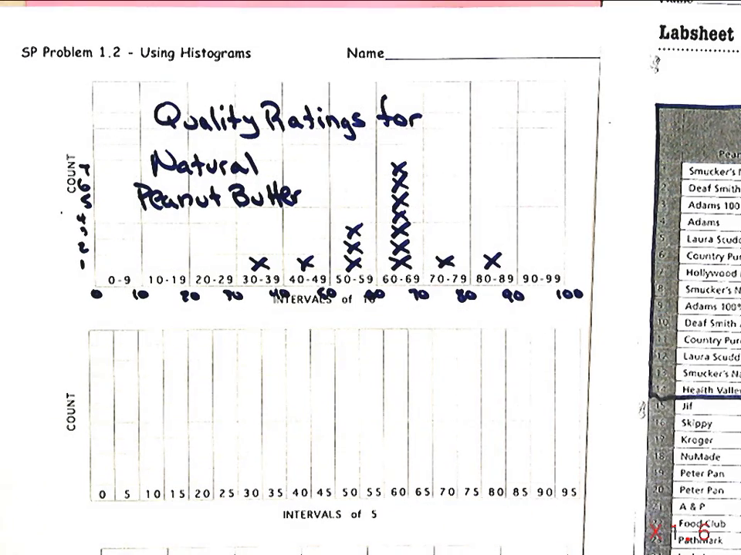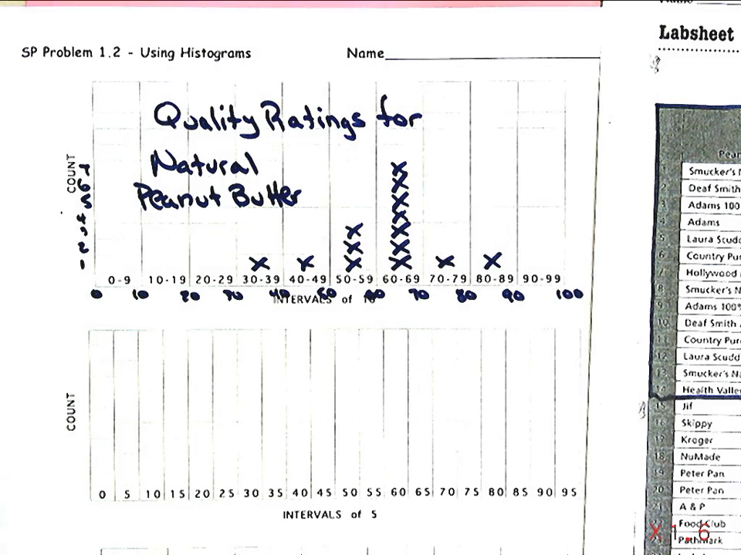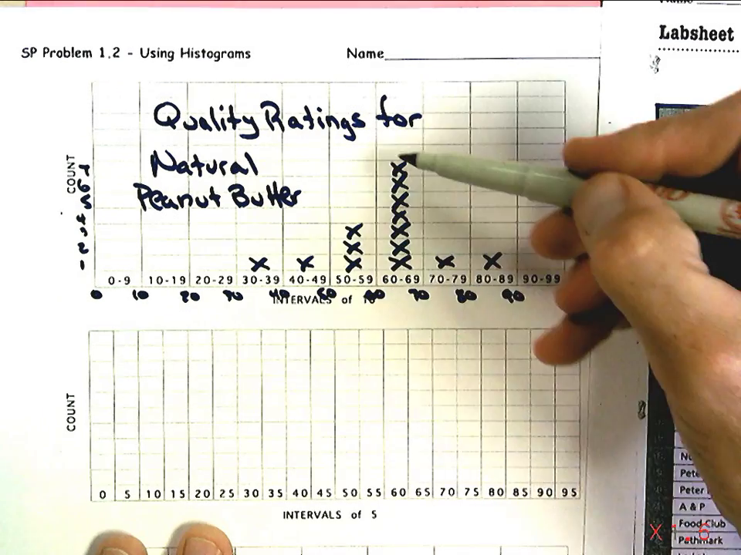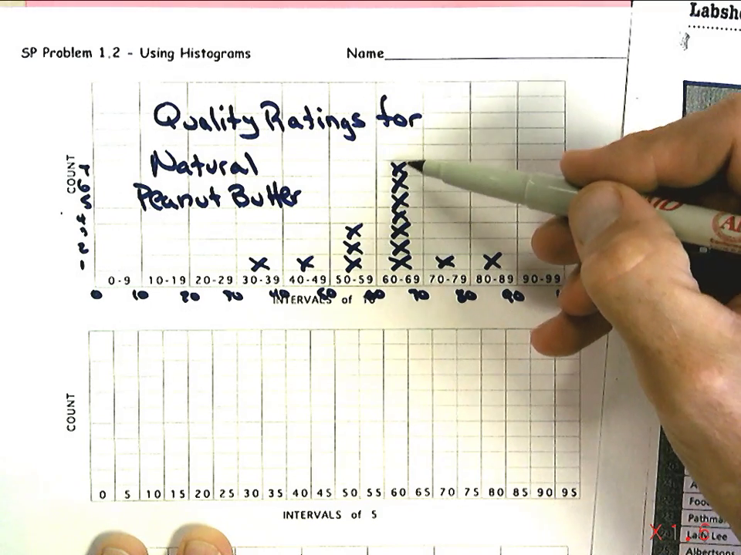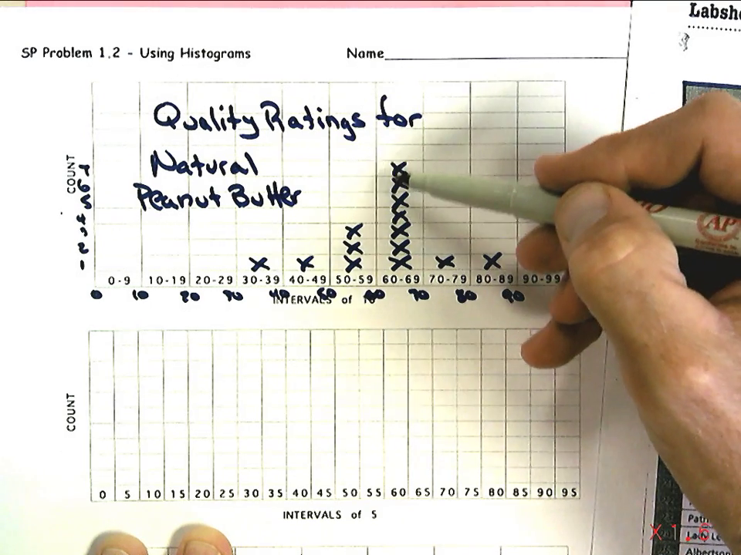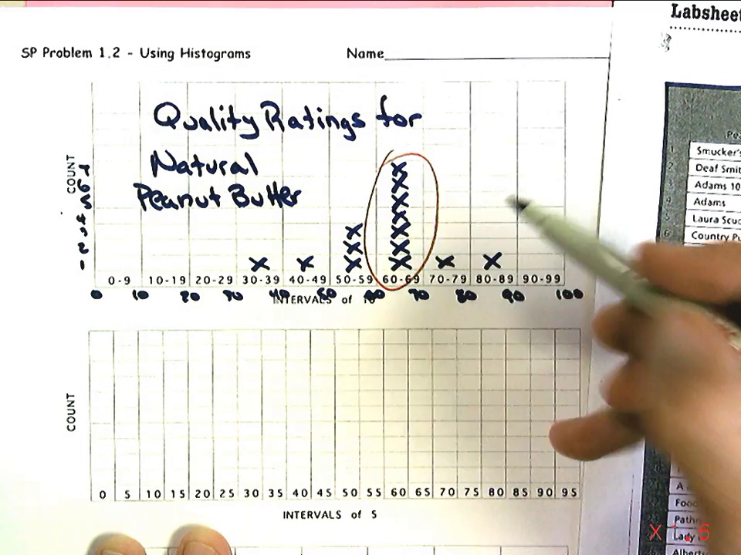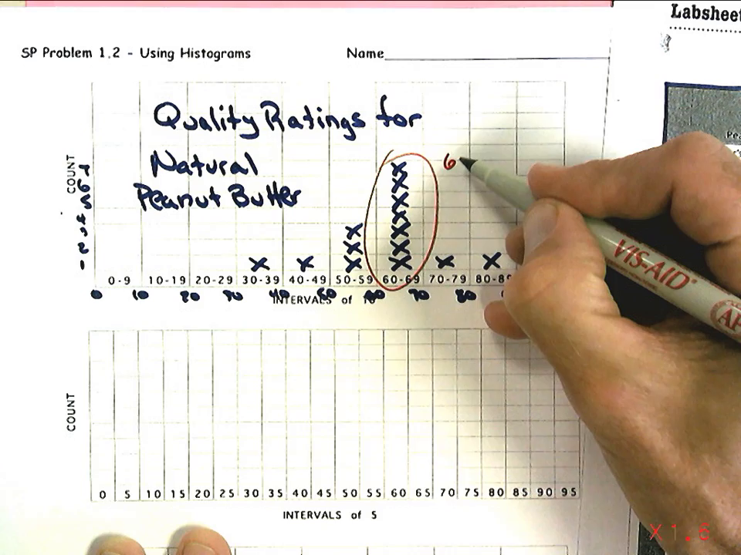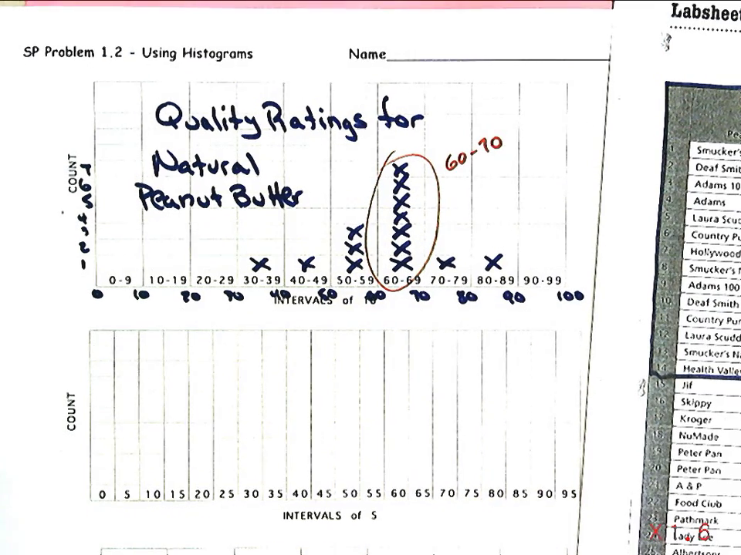And as you can see, if we were to say, what's typical, what's the average, if we're thinking about our natural peanut butters, if we look, the interval with the greatest number is this middle interval, so it looks like the typical or average would be in the 60 to 70 interval. That would be your typical quality rating for a natural peanut butter.